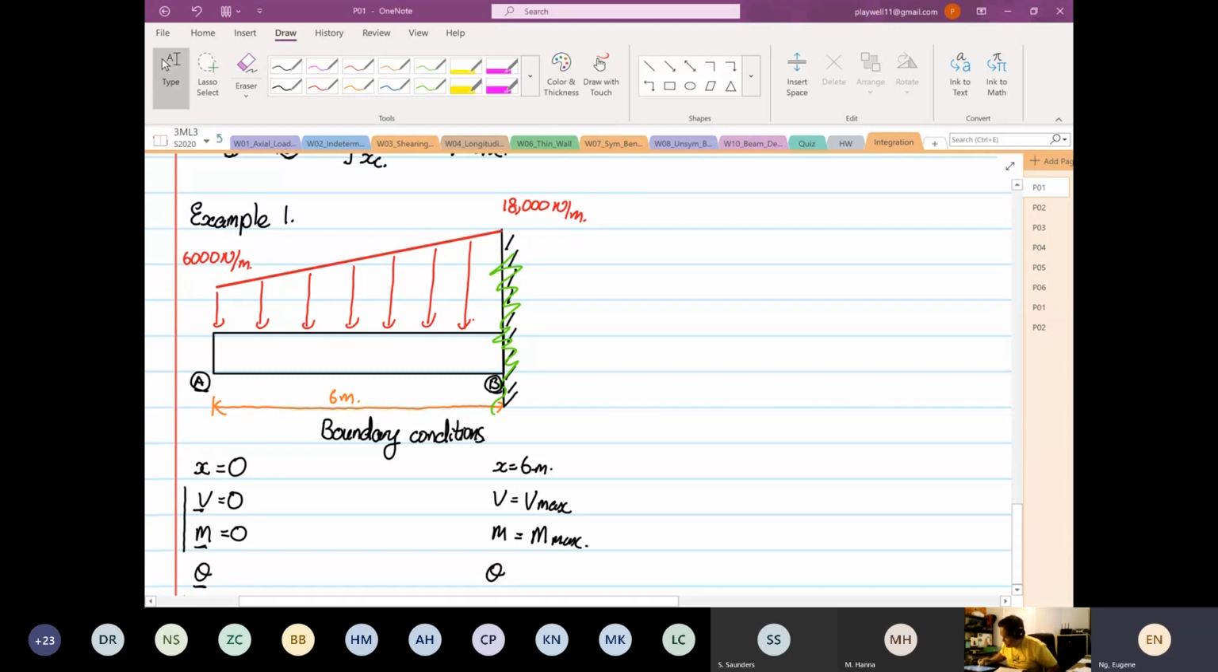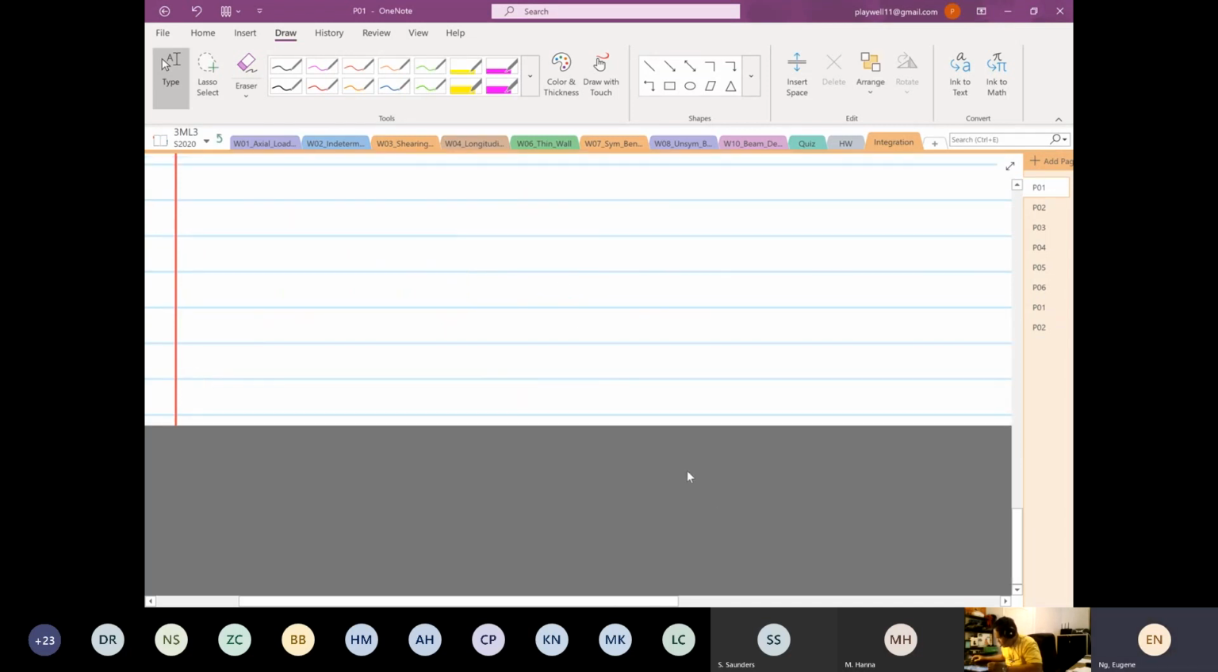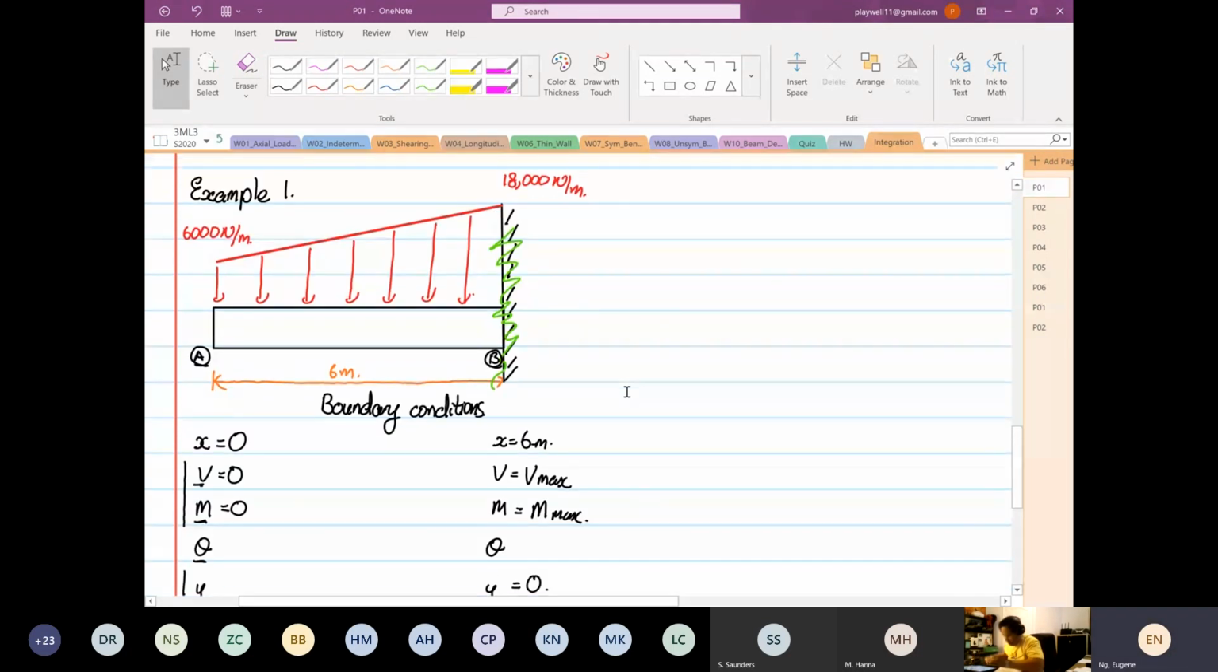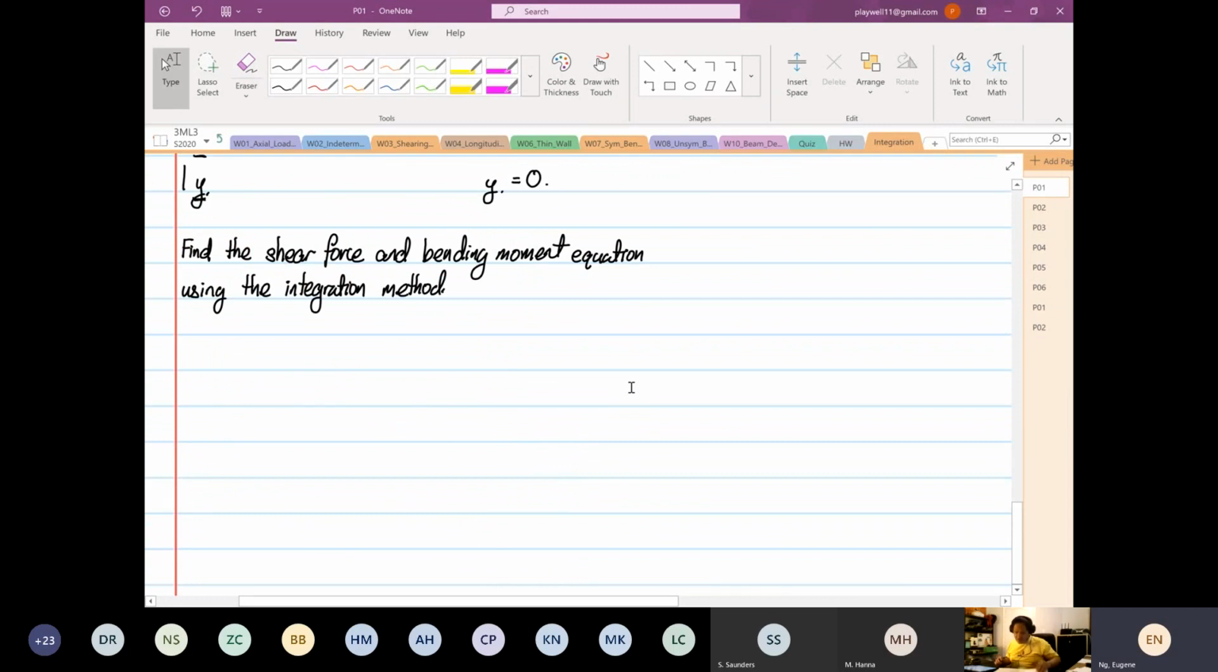So the first thing regarding the integration method, today nothing seems to be working right for me at my end. So to use the integration method, let's look at the solution procedure.